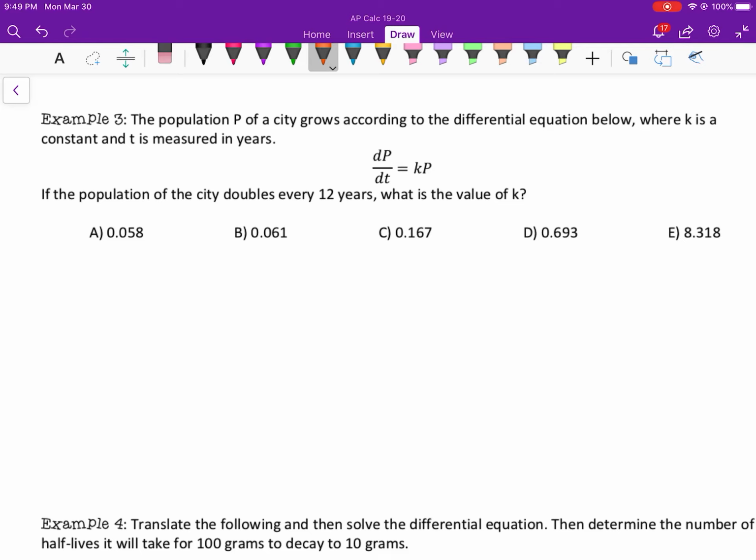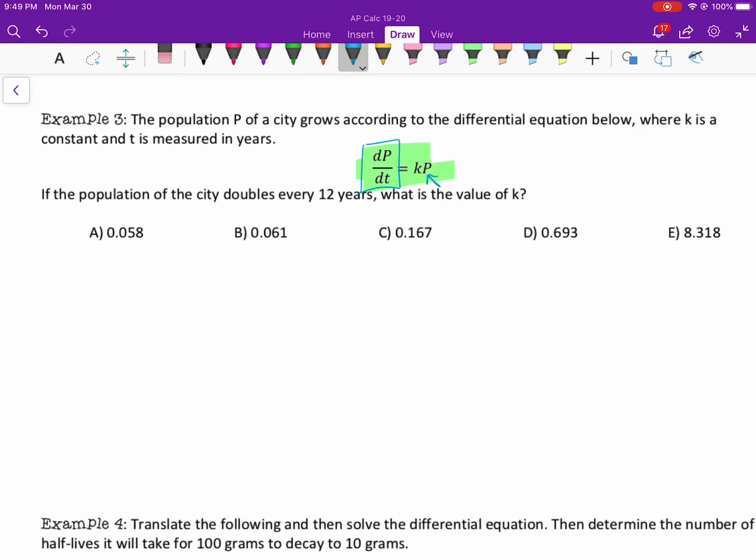Alrighty, and then to finish up our last two examples. So in example 3, the population of a city grows according to the differential equation below, where k is a constant and t is in years. This is the exact same differential equation that we've been working with. And that makes sense that the rate at which you are changing is going to be proportional to the number of people you already have. That checks out. The population of a city doubles every 12 years. What's the value of k?